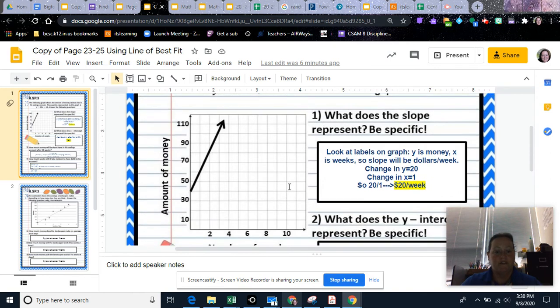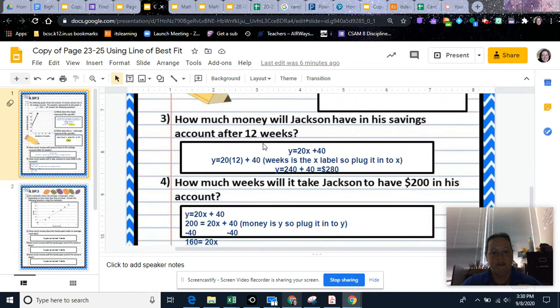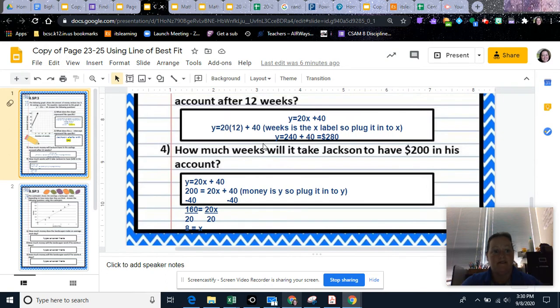You can double check that on the graph. Here's 8 weeks. $200 would be up here somewhere, and if you extended this line at 8, it would go to 200. So that is the first problem. Hopefully that helped, and now I want you to try a couple on your own.